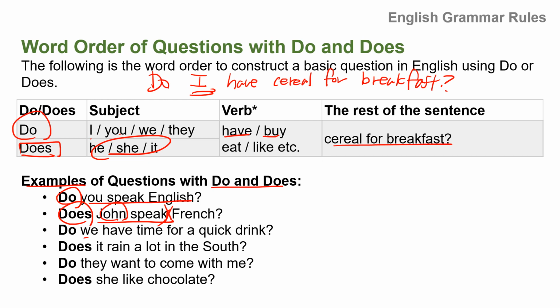We have time for a quick drink. Do we have time for a quick drink? It is third person singular. It rains a lot in the south. But the question: Does it rain, no S, a lot in the south? Do they want to come with me? She is third person singular. Does she like chocolate?